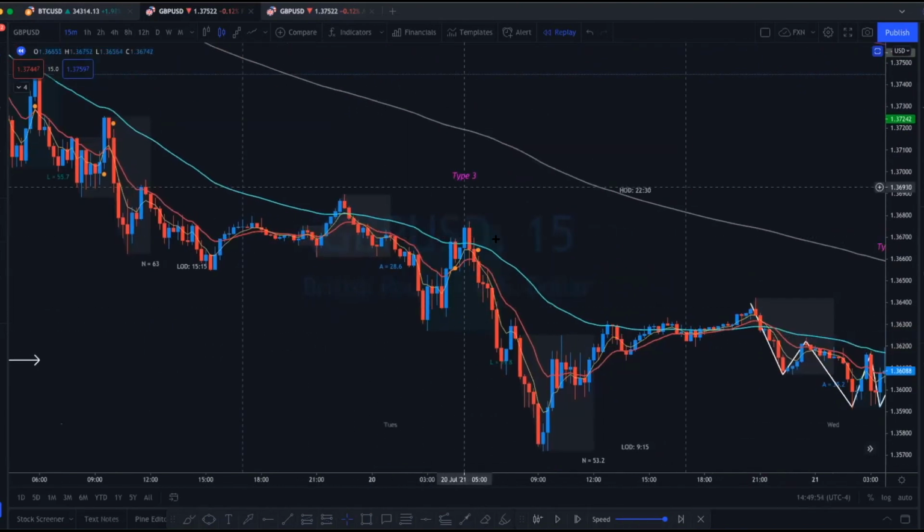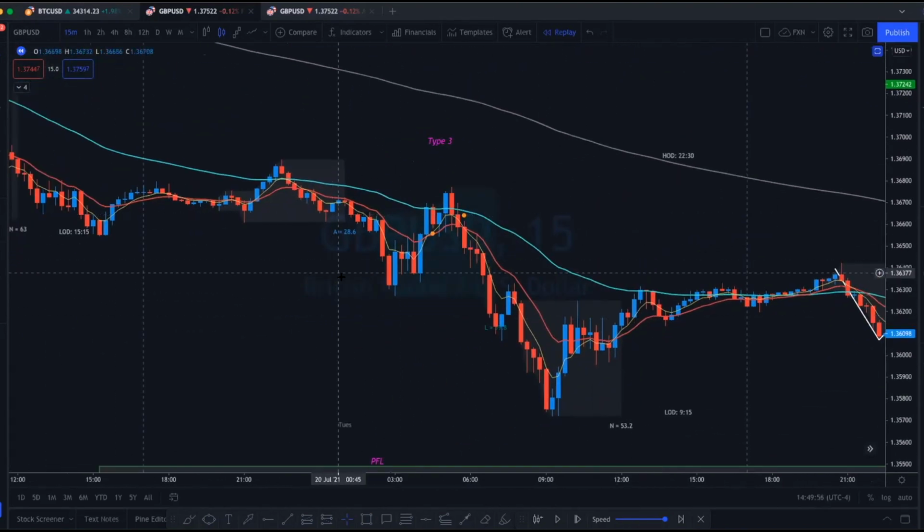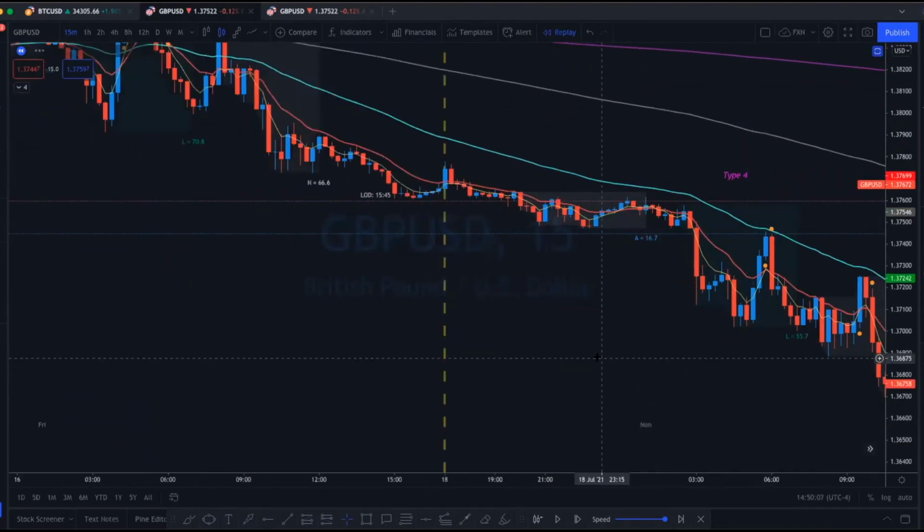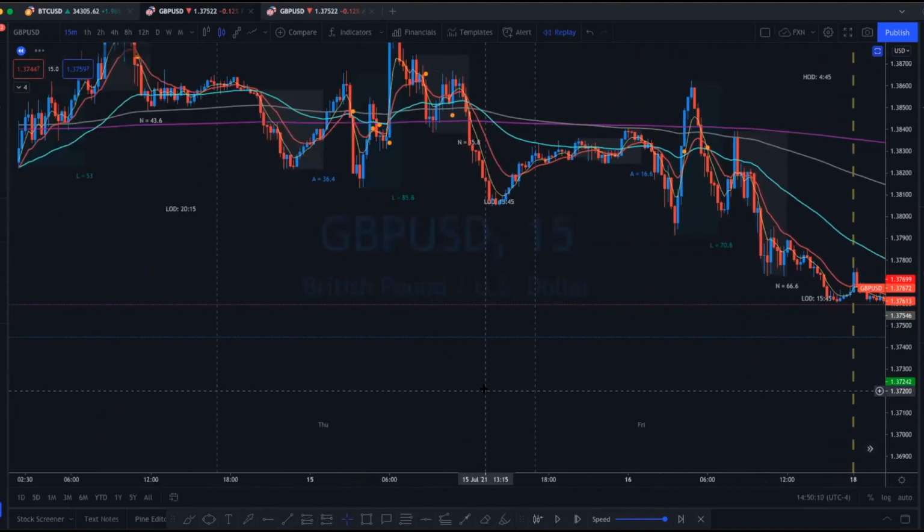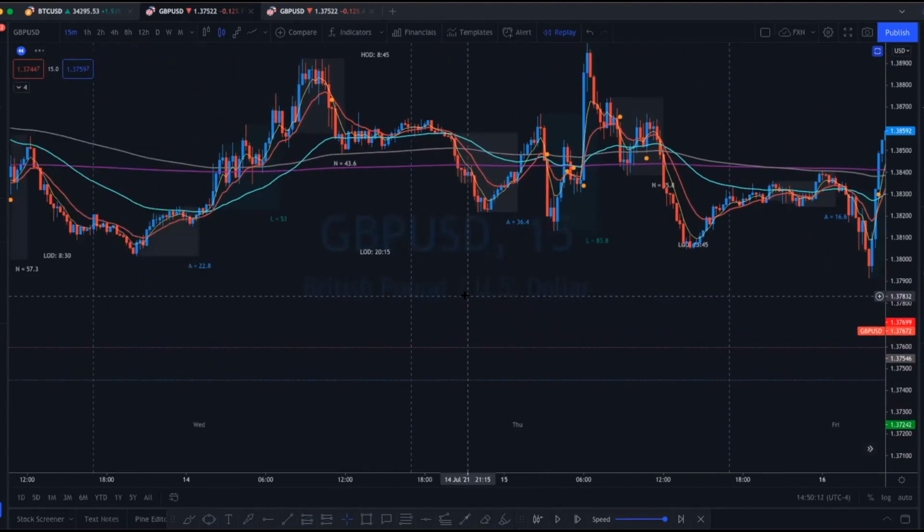So like on this example here of a type 3, these EMAs are not in your favor because you cannot use them as take profit points. Okay? So when the EMAs are in your favor, you're going to use them as your take profit points.